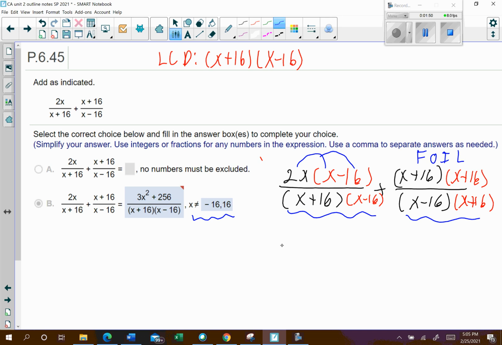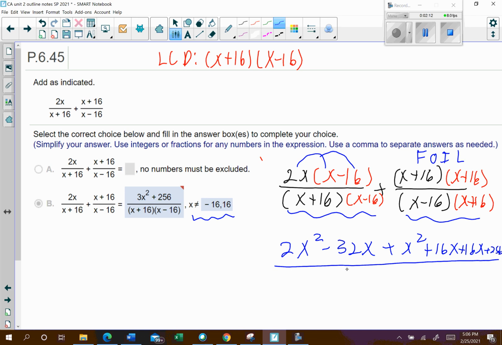Okay, so on top we're going to have 2x squared minus 32x. And then when we FOIL here, x times x is x squared, and then we get a plus 16x, and then another 16x, and then 16 times 16 is going to be 256. And then that's all going to be over our common denominator.